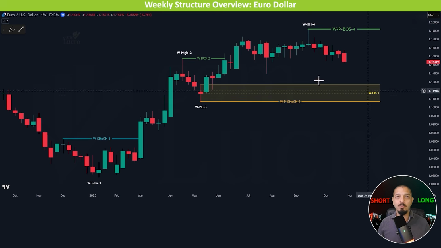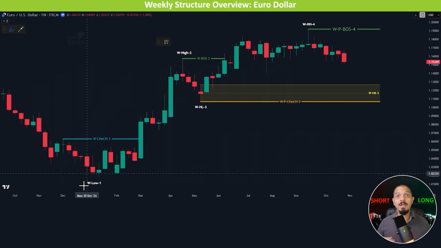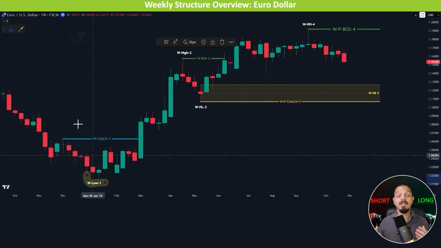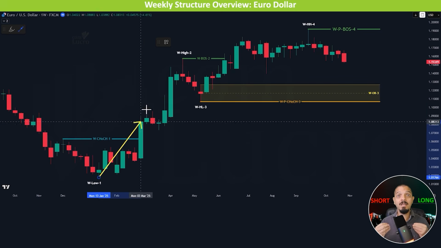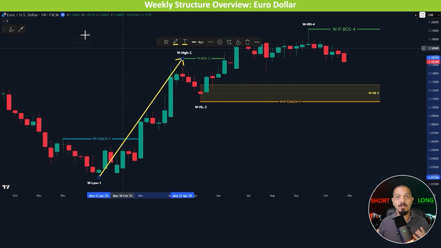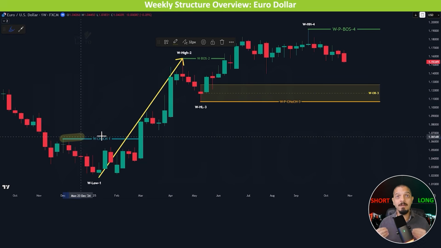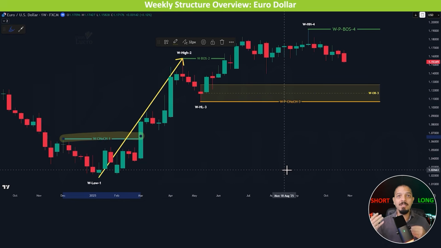As we move into the weekly chart, we start to see the broader structure that shapes everything happening on the lower time frames. The story begins at the weekly low number 1. The moment when the market finally stops falling and creates the first potential shift in direction. From there, price expands upward and delivers the weekly change of character number 1, confirming that buyers have stepped in and taken control by breaking the previous weekly structure.